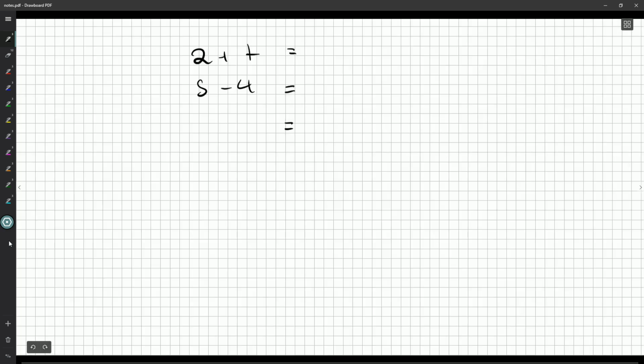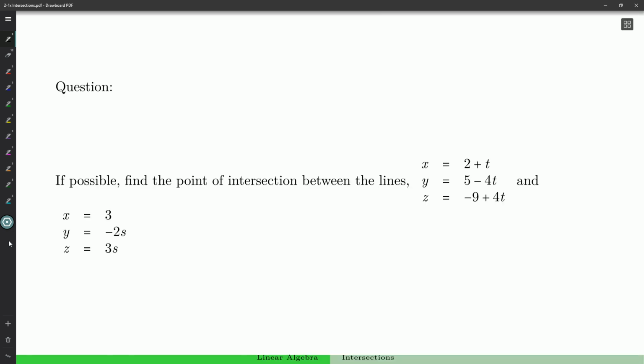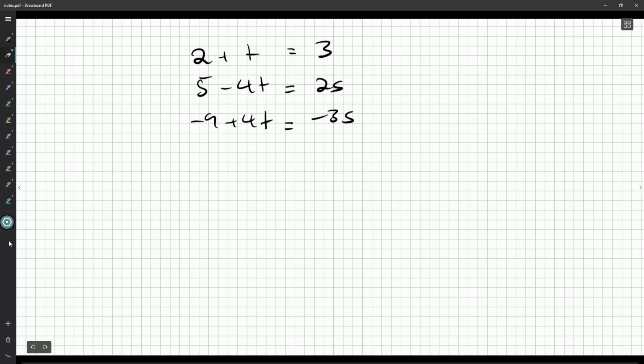And then, I've forgotten the first line, 5 minus 4t and negative 9 plus 4t. And I think it was 3, 2s, and negative 3s, but I'm probably wrong. 3, negative 2s, so I got the signs mixed up. That's okay. That's why we check, make sure we've got the right thing.